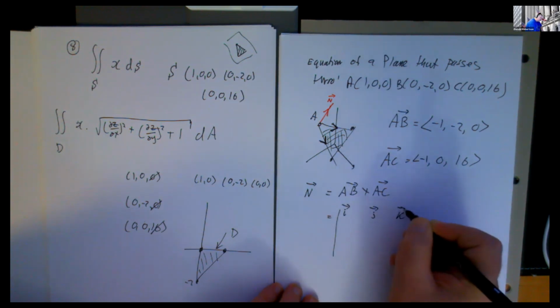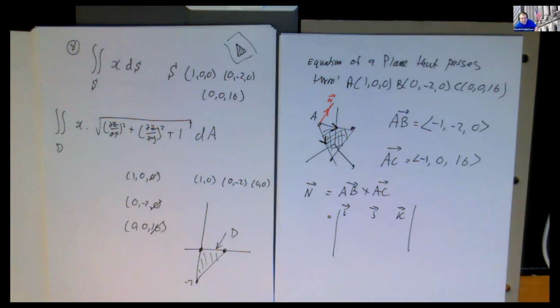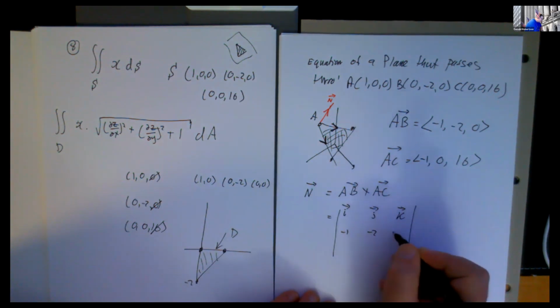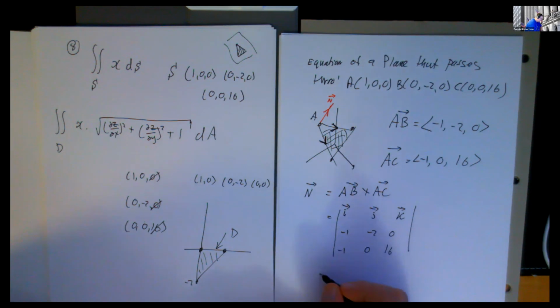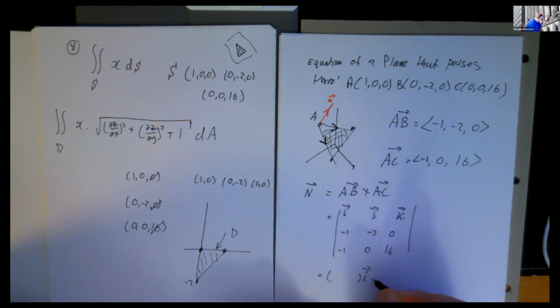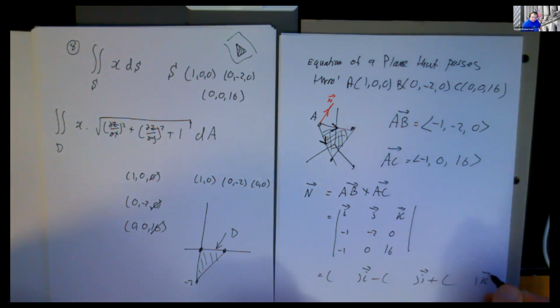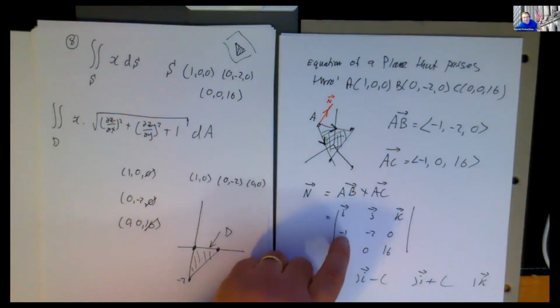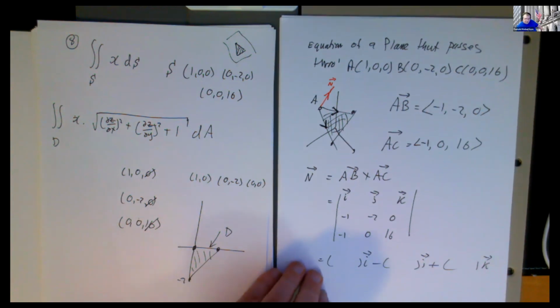I think this question is living up to the idea that the simplest questions end up being quite messy. In this case, I'm going to go -1, -2, 0, -1, 0, and 16. And it's so many i's, take away so many j's, plus so many k's. For instance, you've done this for a different reason, right? A few days back, remember doing these guys? So what do you get?